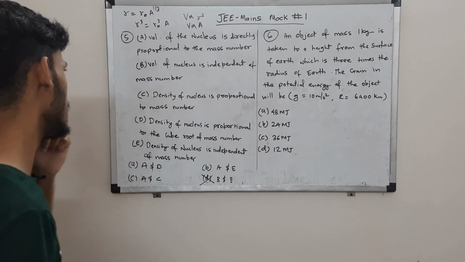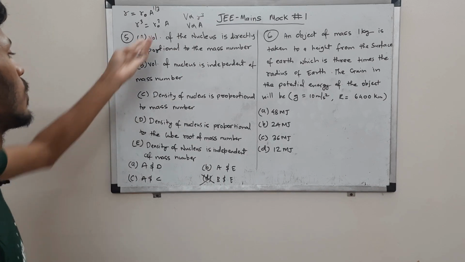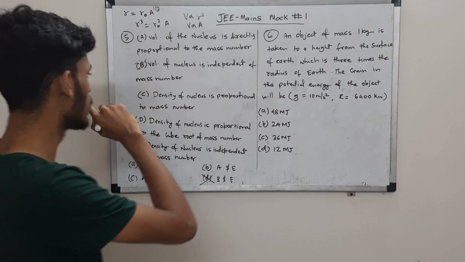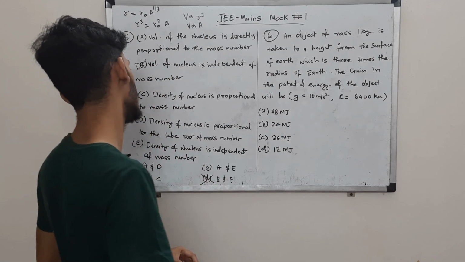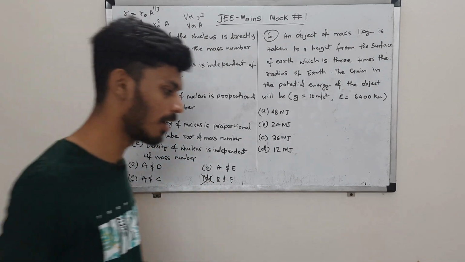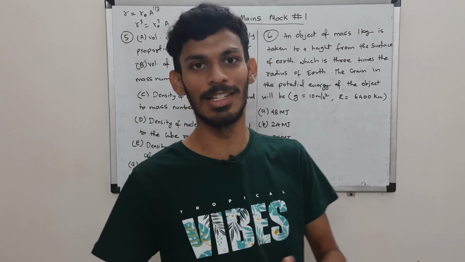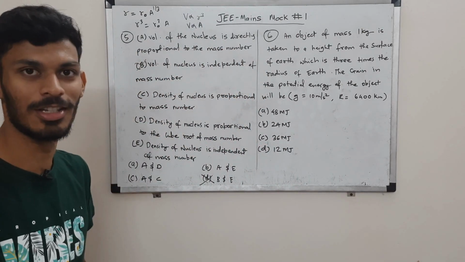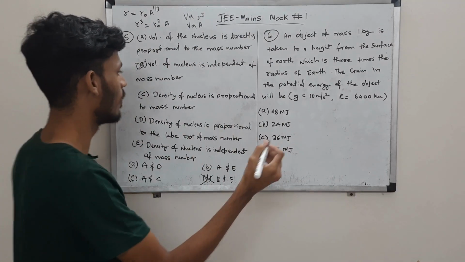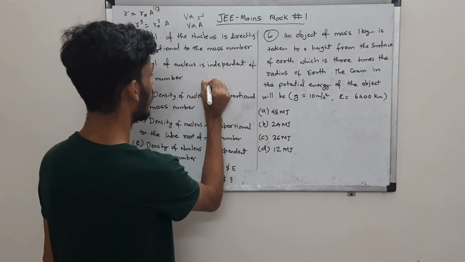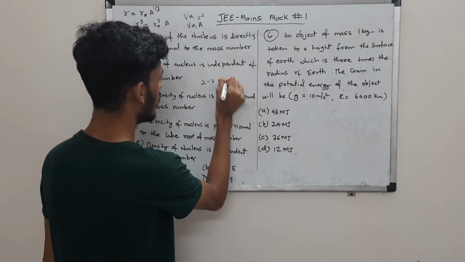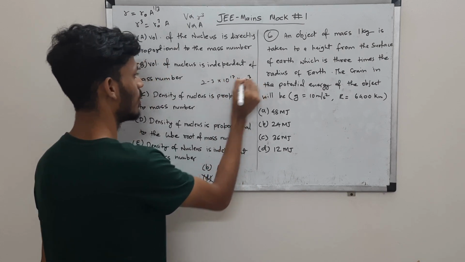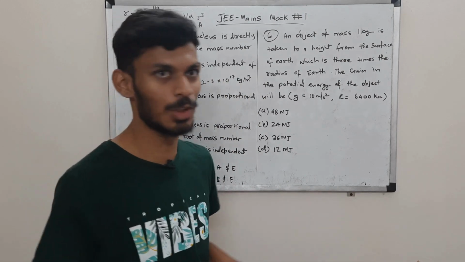Volume of nucleus is independent of mass number. Of course, volume is dependent and it's directly proportional. So this cannot be correct. Then, density of nucleus is proportional to mass number. Now in your NCERT it is told to you as a fact that density of nucleus is constant. Any density of any nuclei is constant. It's about 2 or 3 something into 10 to the power 17 kg per meter cube, right? Yeah, your nucleus is so much dense.